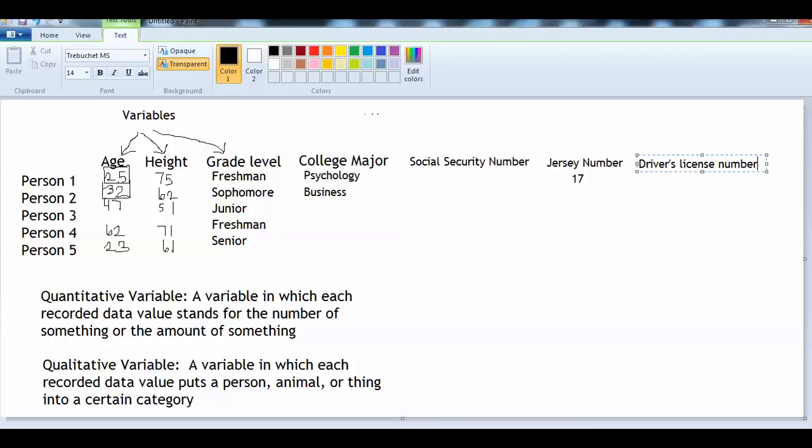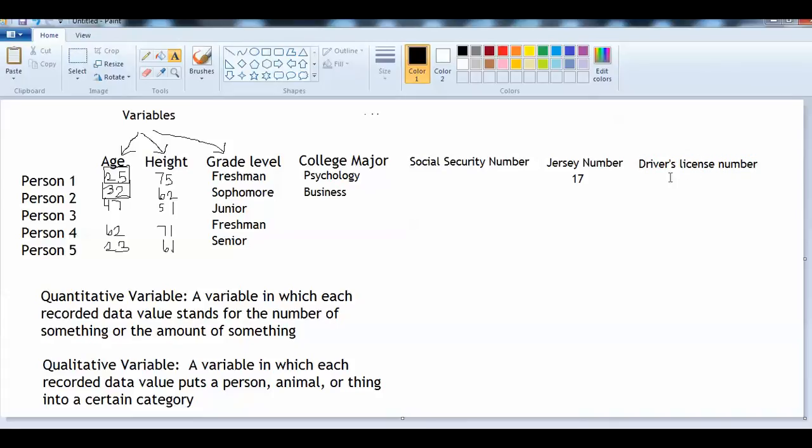That's also just a category. A person's driver's license number is, again, just a category that one person fits into. So these two are quantitative. And if we had income or weight, those would also be quantitative. But these three over here are actually qualitative, just like how grade level and college major are qualitative. Whenever you have variables that just deal with labels or numbers that are really just labels for people or things, then those variables are actually qualitative.